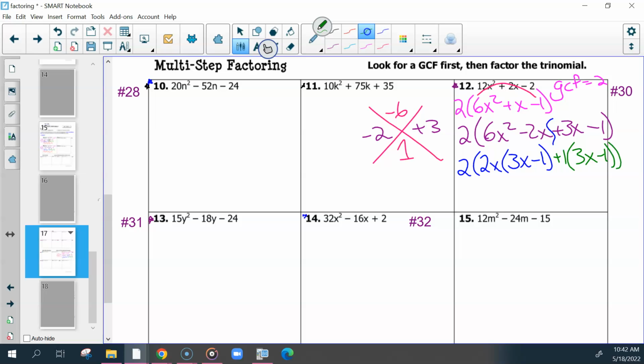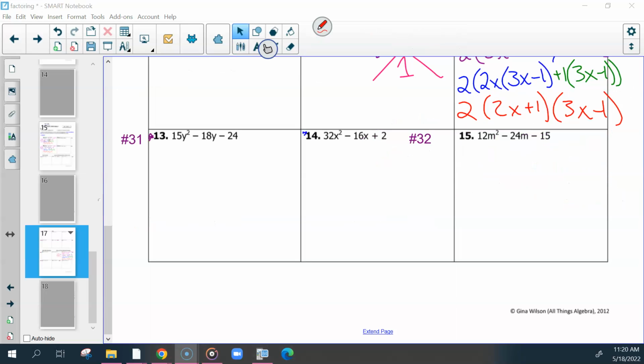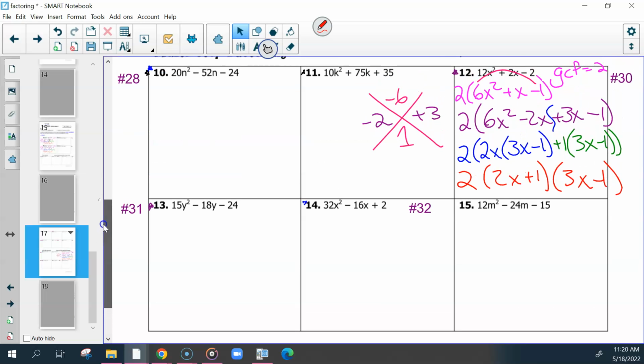So then what would our final answer be? So you would have 3 answers instead of just 2. And then we'll do one more. On the same page, we're going to do number 14.